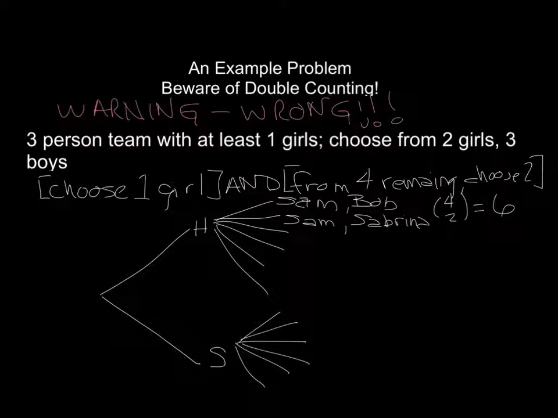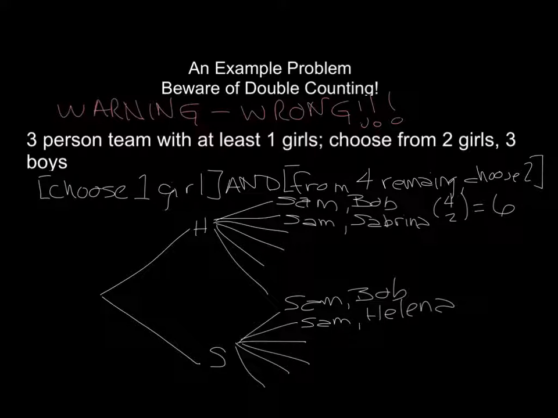But let's see what happens down here with Sabrina. If we choose Sabrina first, it's possible that for the remaining 2 we choose Sam and Bob, or it's possible we choose Sam and Helena. I've drawn enough of this tree diagram, though I didn't fill it all out, so you can see where the problem is. Here, if we follow this branch, we get Helena, Sam, and Sabrina, which is the same team. If we follow this branch, we get Sabrina, Sam, and Helena. So here we have the same teams.